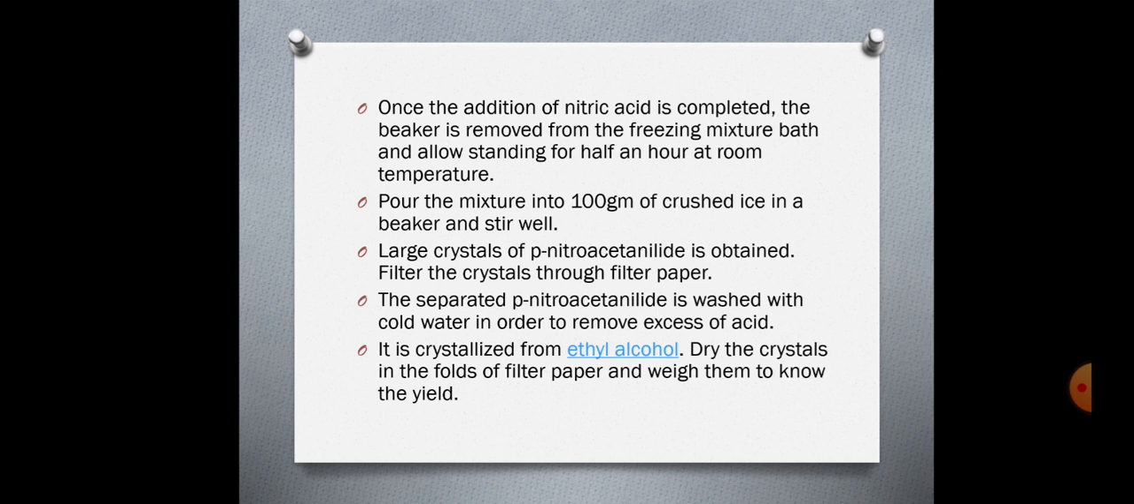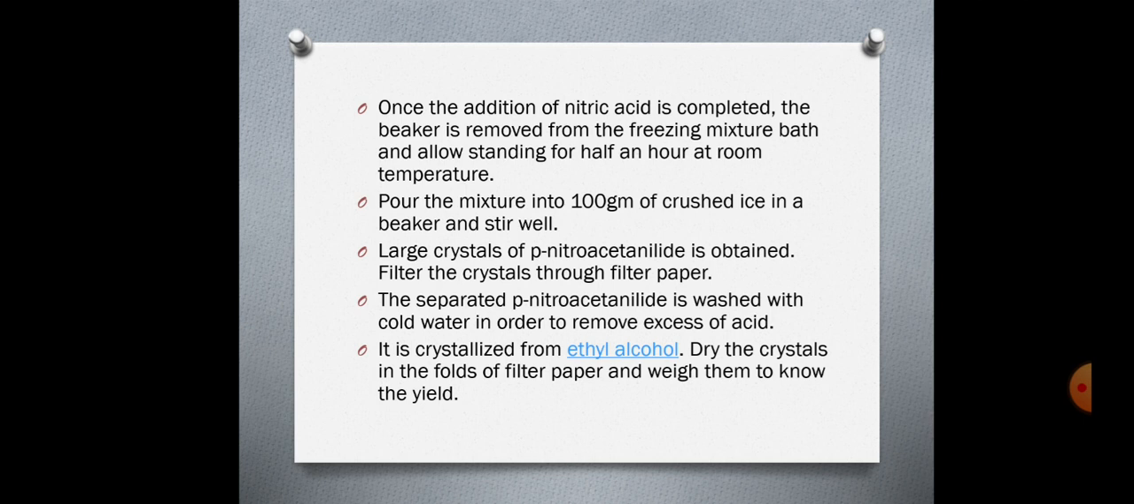Now we have to add 100 gram of crushed ice into a beaker and stir well. The ice is added to maintain the temperature, and there will be formation of large crystals of para-nitroacetanilide. So we have to filter the crystals which we have obtained. The separated para-nitroacetanilide is washed with cold water in order to remove excess acid. Now it is crystallized from ethyl alcohol. Dry the crystals in a fold of filter paper and weigh them to know the yield.